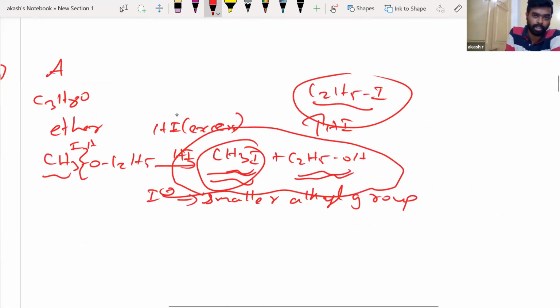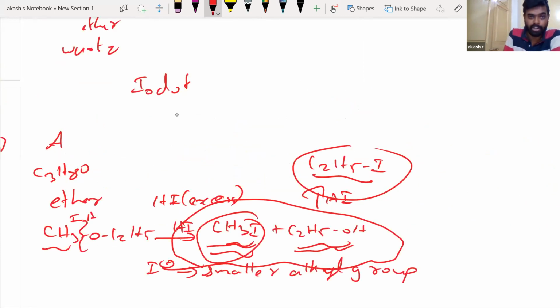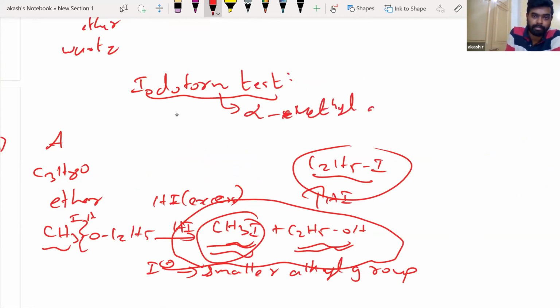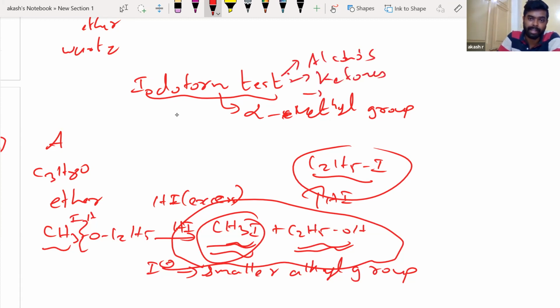But let me give this to you here. Okay, iodoform reaction or iodoform test. Right now, please understand, people, this will be given by compounds which are having alpha methyl groups. This test can be given by alcohols, it can be given by aldehydes, it can be given by ketones. Okay, iodoform test, 3 things: alcohols, ketones, and aldehydes.